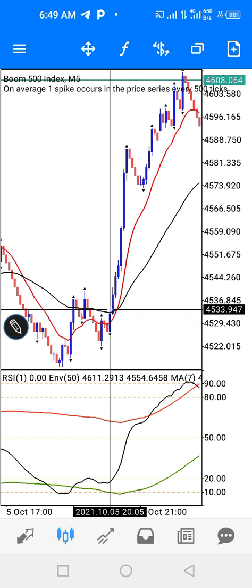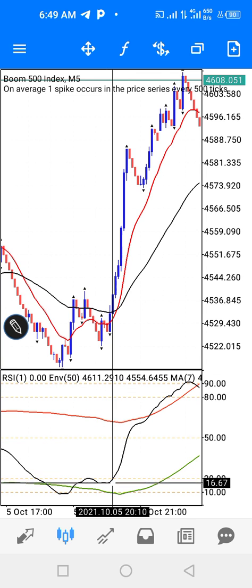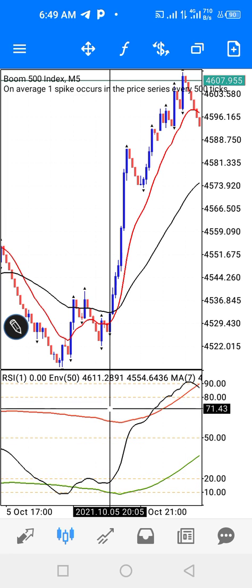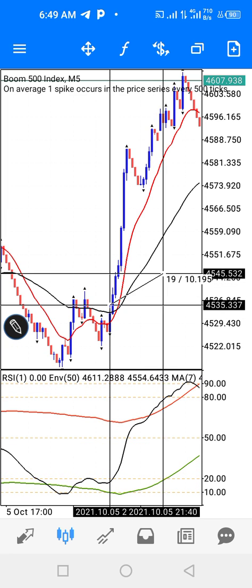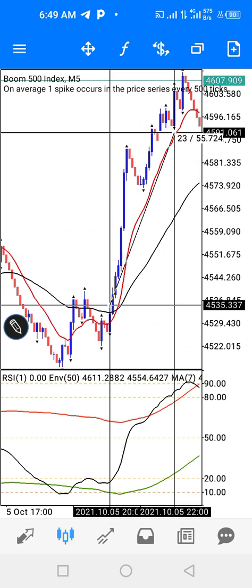You can see it here. Your envelope is still at your 10 level. Look at it, it's still at your 10 level, right? So that was why you can enter for a long like this. And you take 25 to 50 pips as the case may be.